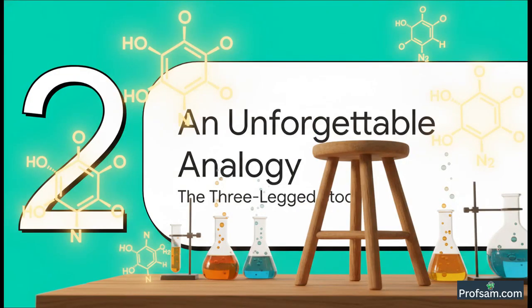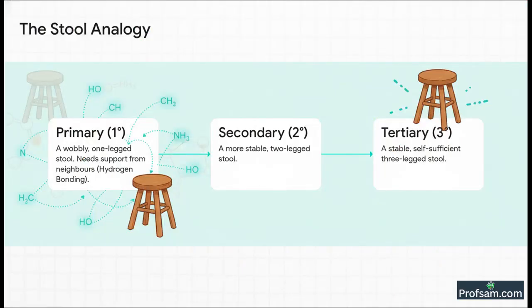To make this concept unforgettable, let's use a very simple analogy that I think will help you remember this for life. Just imagine a primary amine as a one-legged stool. It's quite wobbly, isn't it? It needs extra support, and it gets this support by forming hydrogen bonds with its neighbors. A secondary amine is like a more stable two-legged stool. And a tertiary amine? Well, that's like a stable three-legged stool. It is self-sufficient and doesn't need that external support from hydrogen bonding.